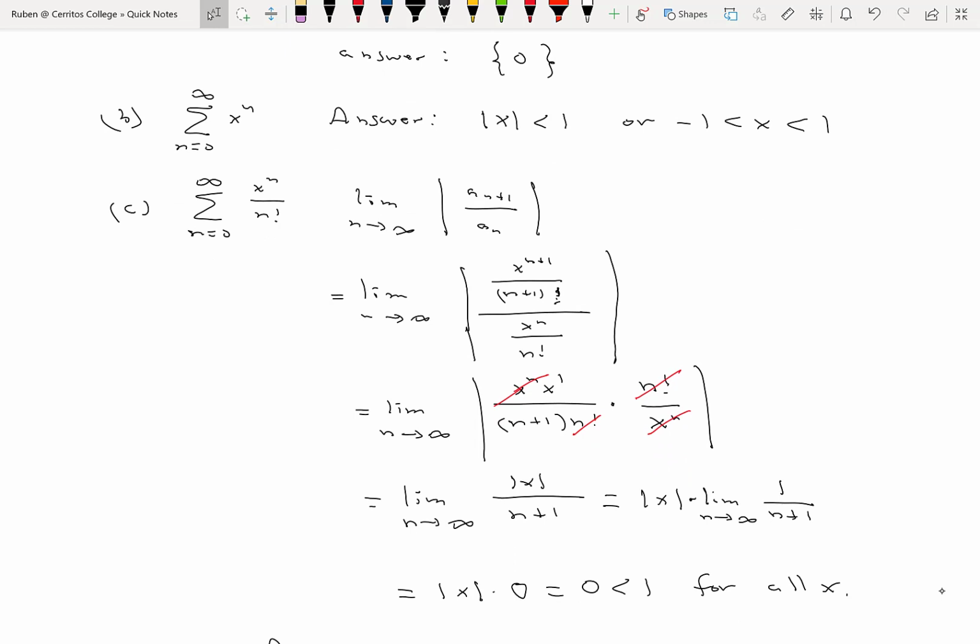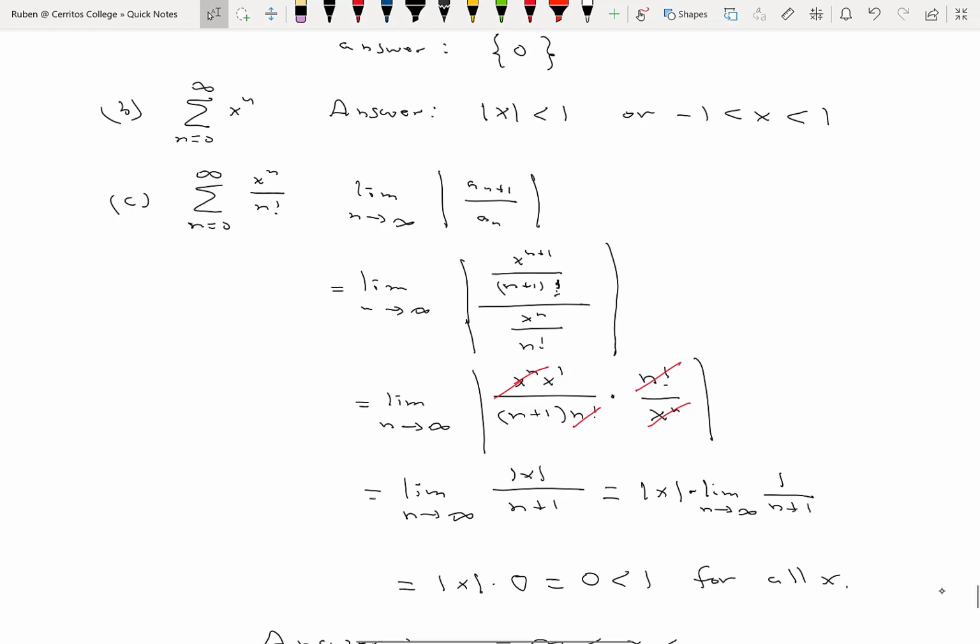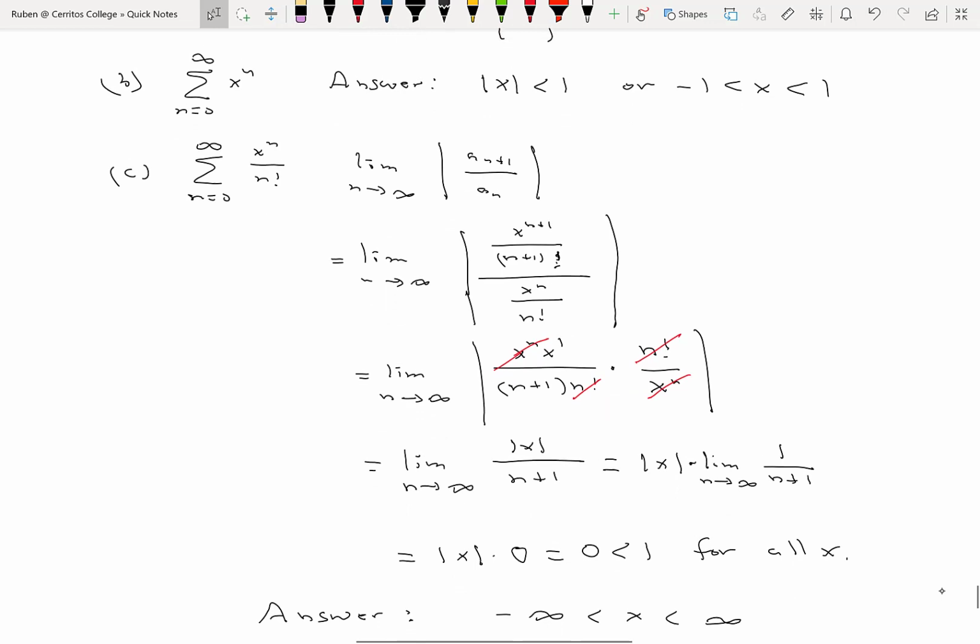And 0 is less than 1, no matter what we put in for x. If I put in x equals a billion, the absolute value of a billion times 0 is still 0. So this series converges for all x. It's still an interval centered at 0, but it's everything. It's the whole x-axis.